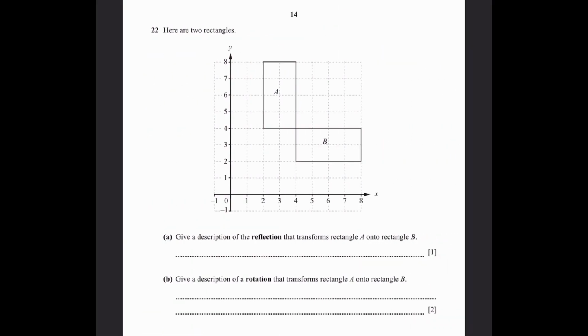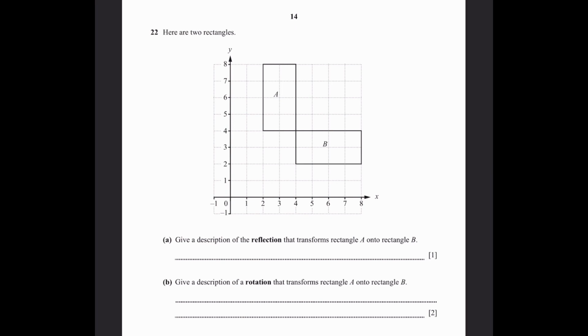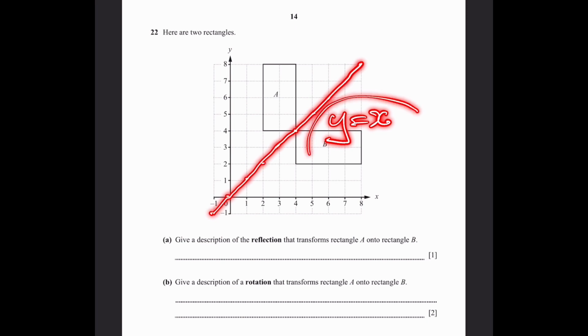Here are 2 rectangles, A and B. Give a description of the reflection that transforms rectangle A onto rectangle B. Okay, so we need to reflect A onto B, right? Of course, we have to reflect it diagonally. And at this point, the domain's the same after reflecting because it's on both rectangle A and rectangle B. So that means the diagonal line passes through this point 4, 4. And that's why it'll be this line over here, which is actually the line y equals x. Every point you take, the x value and y value will be equal, and that's why it's y equals x.